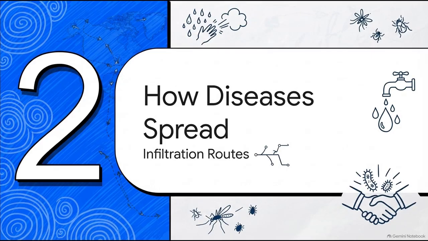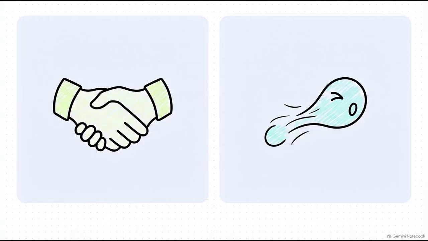Moving along to Section 2, how diseases spread, mapping the infiltration routes. So how do they get around? Well, these pathogens essentially use two main methods to infiltrate populations. You've got direct contact and indirect contact. Direct contact requires, you guessed it, close proximity. We're talking person-to-person touching, vertical transmission from a mother to her child during pregnancy, or droplet spread, like when someone sneezes and those droplets fall within a few feet.